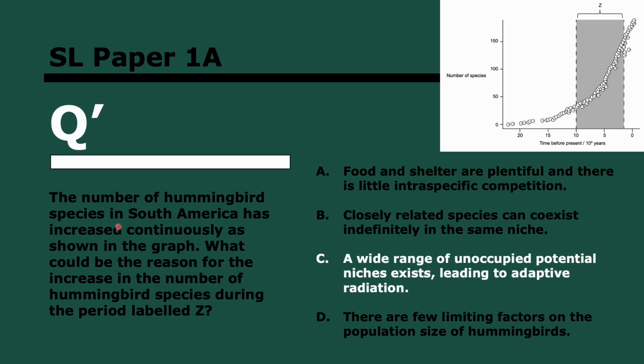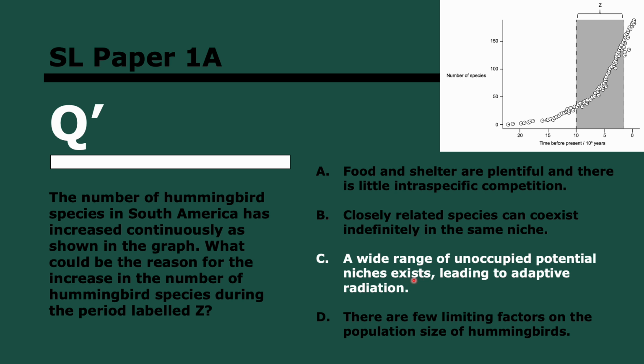Why? The main thing is it's an increase in species, not an increase in actual hummingbirds. A is incorrect because intraspecific competition does not happen between different species. Second, B, closely related species can coexist indefinitely in the same niche. That's incorrect because there's a limited number of nutrients and space.